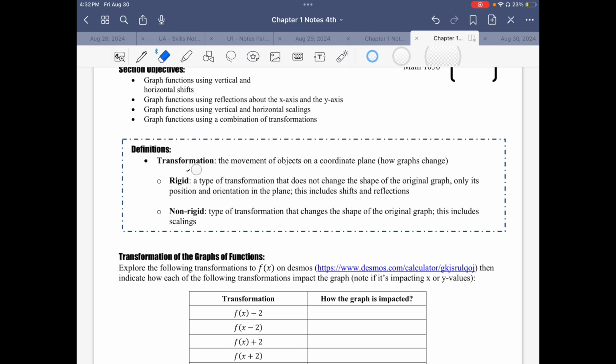The rigid transformations are transformations that do not change the shape of the original graph, only its position or orientation, which includes shifts and reflections, as well as rotations. Non-rigid transformations change the shape of the original graph, meaning like the size. So it may still be a parabola, but now it's a bigger parabola. That is considered a non-rigid transformation.